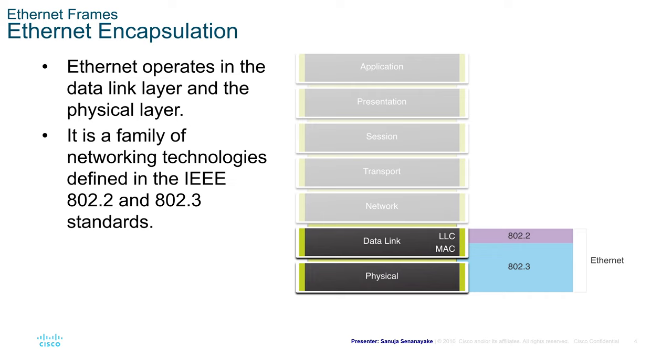The Ethernet encapsulation. Ethernet operates in the data link layer and the physical layer. It is a family of networking technologies defined in the IEEE 802.2 and IEEE 802.3 standards. On your right hand side, you have the stack for the OSI model, and you see the data link and physical layer. 802.2 covers the LLC in the data link, and 802.3 covers the MAC in the data link and the physical layer. The combination of 802.2 and 802.3 defines what we call Ethernet.